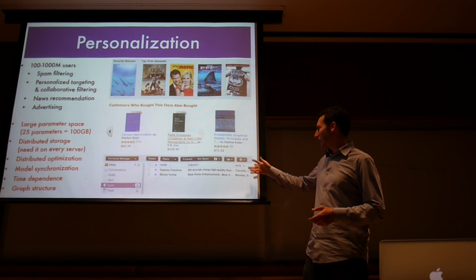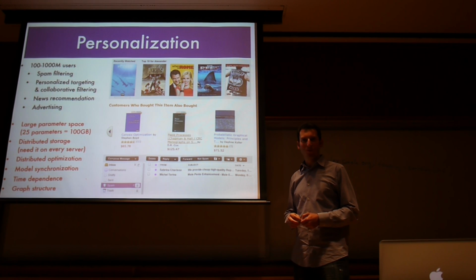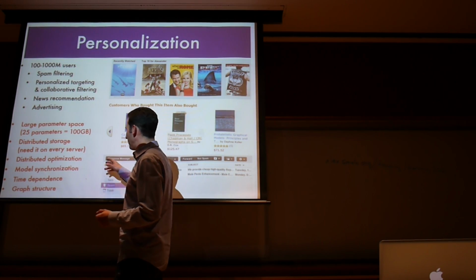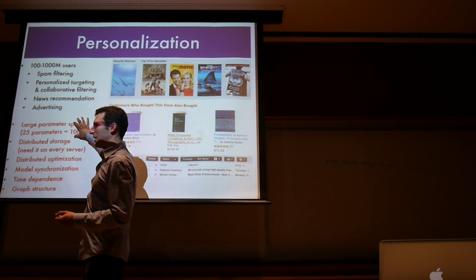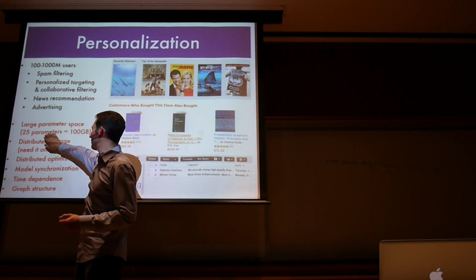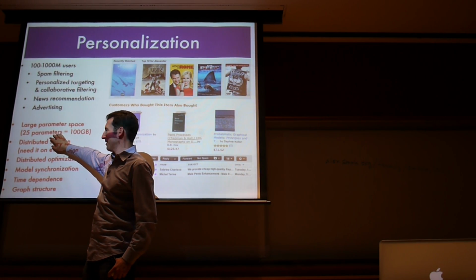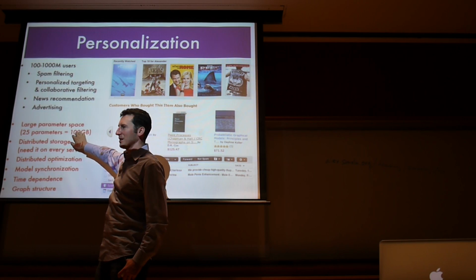So if you think about spam filtering in this context, you realize it's a lot more than just a binary classification problem. And, well, why is it challenging? Well, we actually have a monstrous parameter space. So let's assume we only want to have like 25 parameters. That's 100 bytes. Then for a billion users, that's already 100 gigabytes.